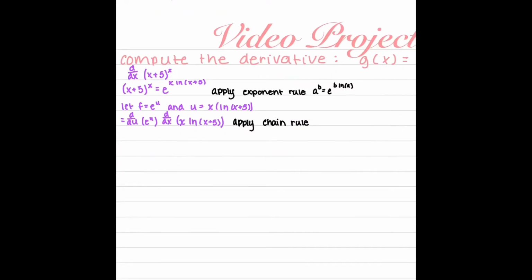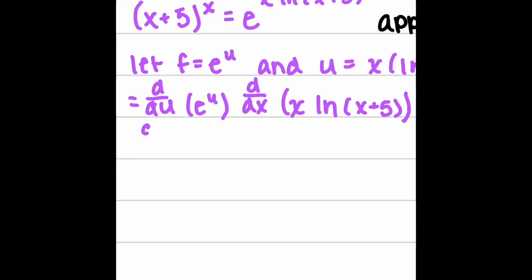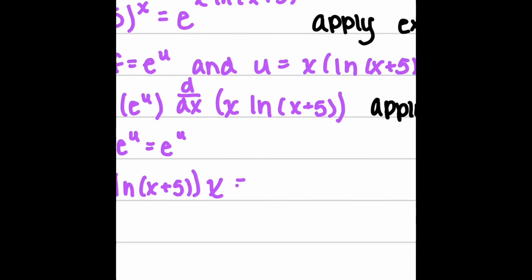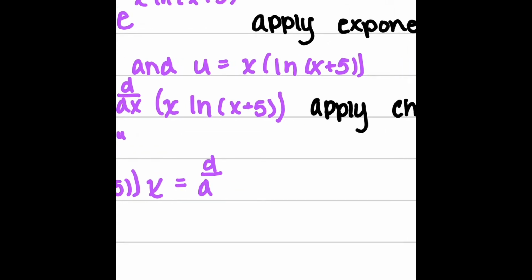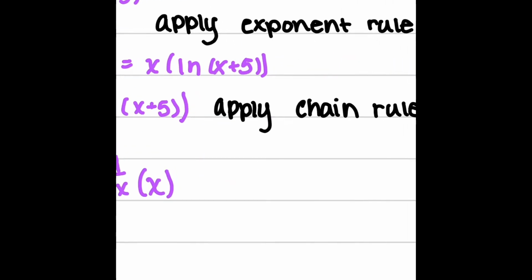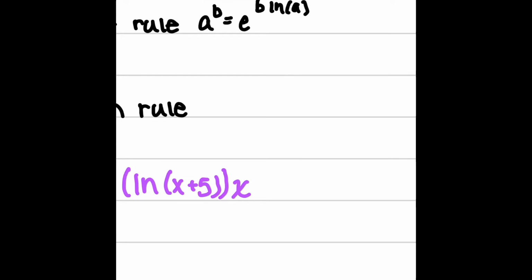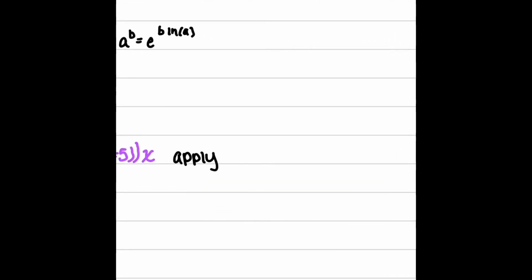Alright, so I'm going to zoom out real quick just to show you everything, and we're going to get back into the math problem. And so we're going to find the derivative of e to the u, which is just going to equal e to the u. And then we're going to find the derivative of natural log of x plus 5 times x. And you're going to apply the product rule for this one. So it's going to be d dx times x natural log of x plus 5 plus d over dx natural log x plus 5 times x. And like I said before, I'm just going to write out apply the product rule just so we don't get confused along the way.